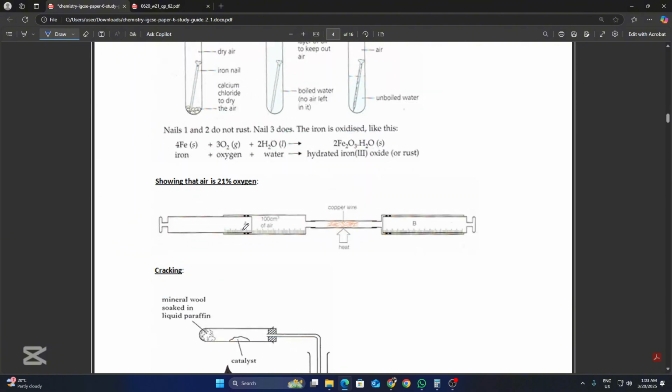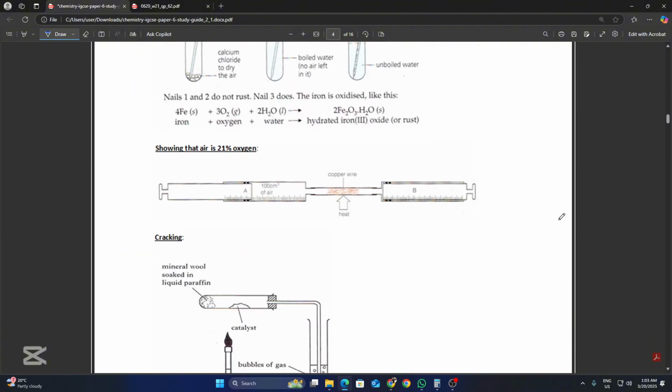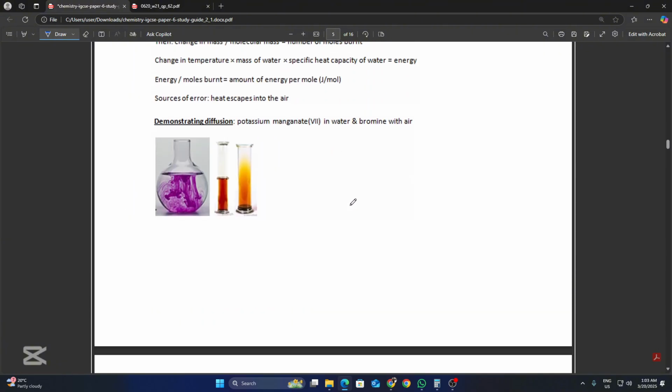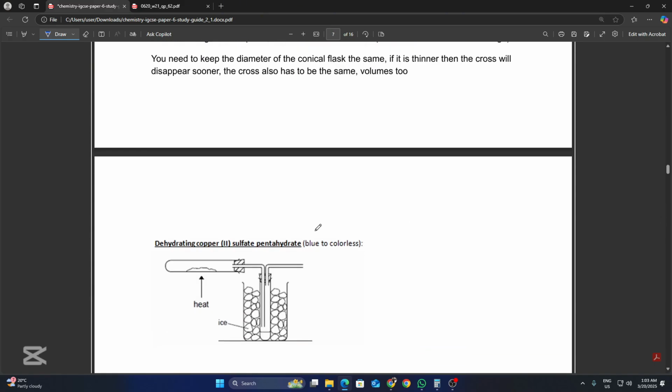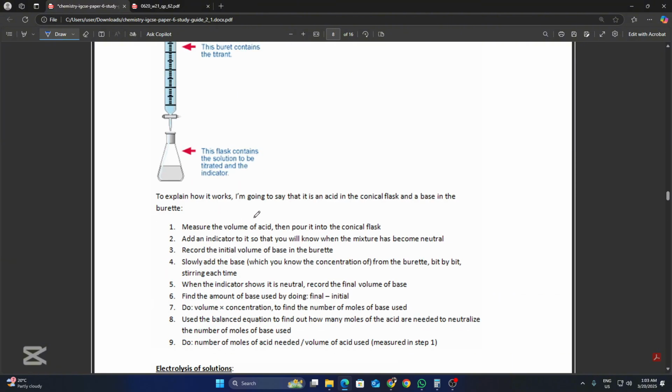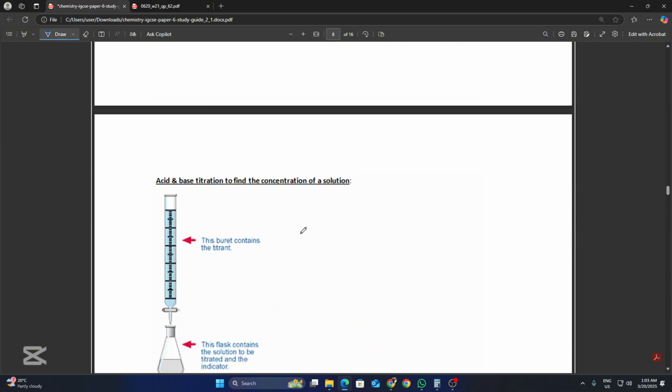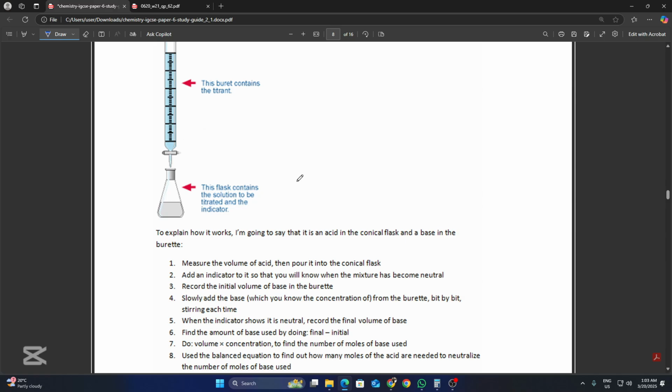Now here, not everything you need to know, because there are a lot of investigations that come from past papers from previous years. However, there are some that are more important than others. I will give an example: acid-base titration. Yes, this is very important.